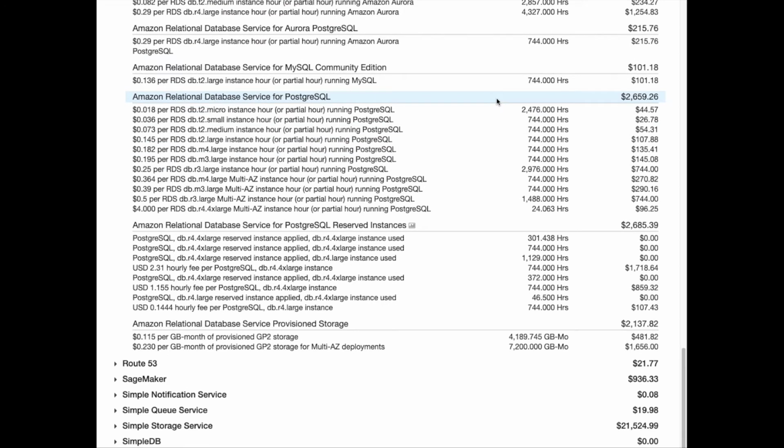Now the part that gets really interesting here is we've got the database service for Postgres, and we've got the database service for Postgres reserved instances.